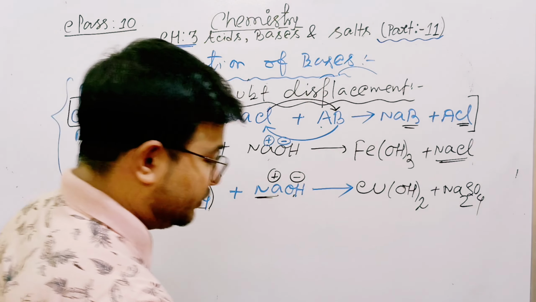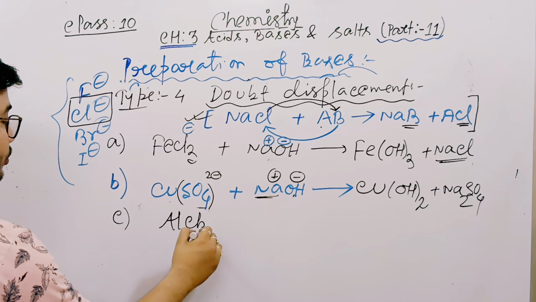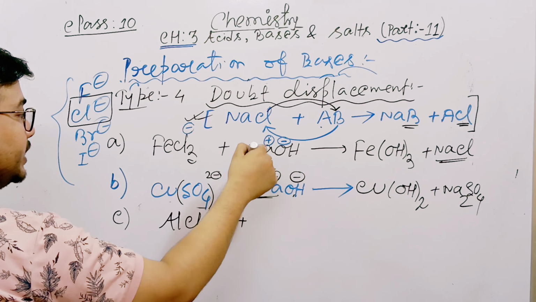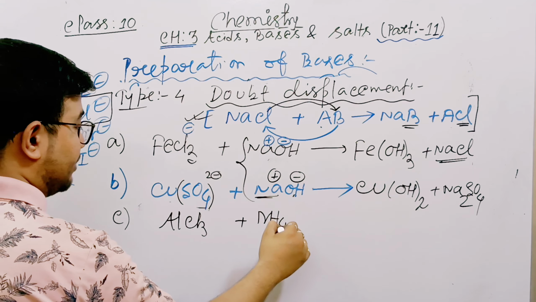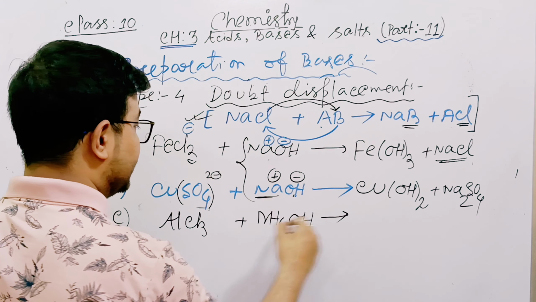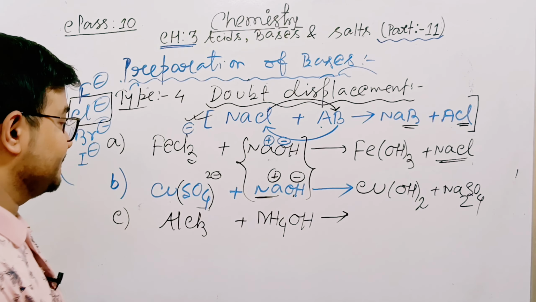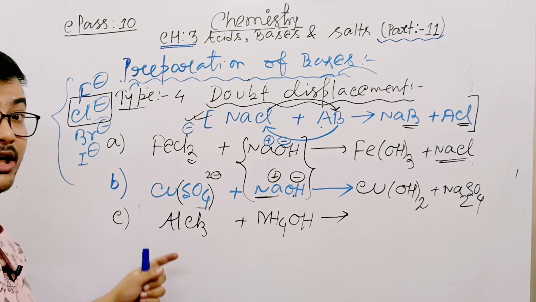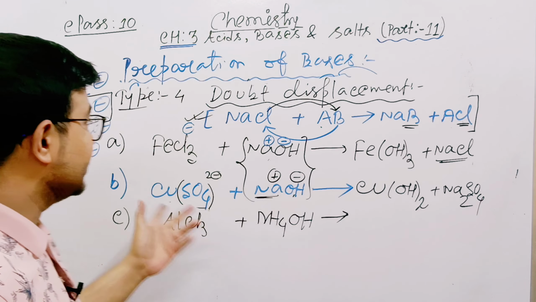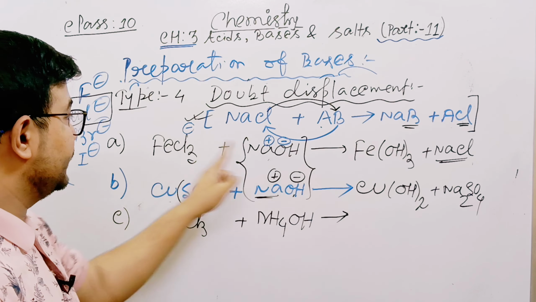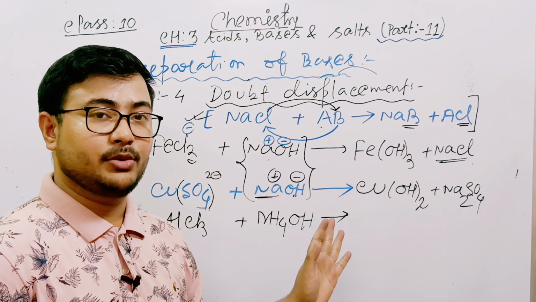Now third example, aluminium chloride. Already 2 examples are given using sodium hydroxide. Choose another base, ammonium hydroxide. Ammonium hydroxide is a weak base and sodium hydroxide is a strong base. Okay, tell me. Pause the video. See, the problem is that most of the students try to memorize OH replaced gives Fe(OH) whole thrice, copper OH, Cu(OH) whole twice.